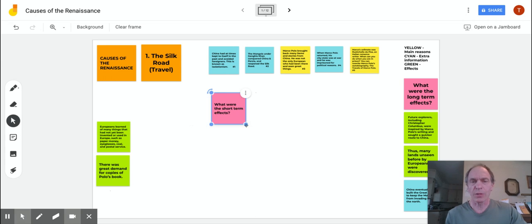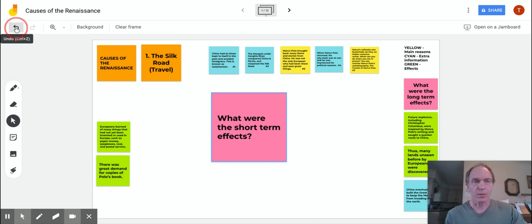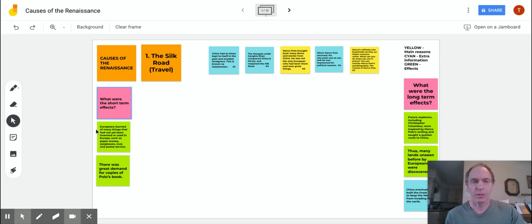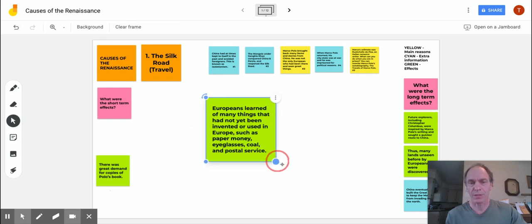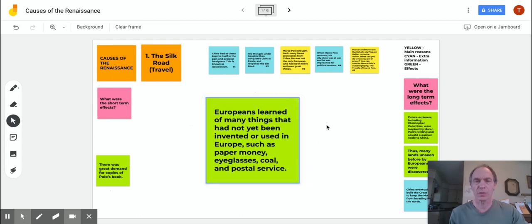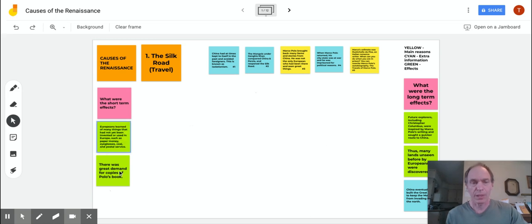Now, what were some of the short-term effects of the Silk Road opening? So we'll take a look at the short-term effects right here and pull over this first green box. In the green boxes, we have the effects. Left side is short-term, right side is long-term. Europeans learned of many things that had not yet been invented or used in Europe, such as paper money, eyeglasses, coal, and the postal service, or a postal service, just to name a few.